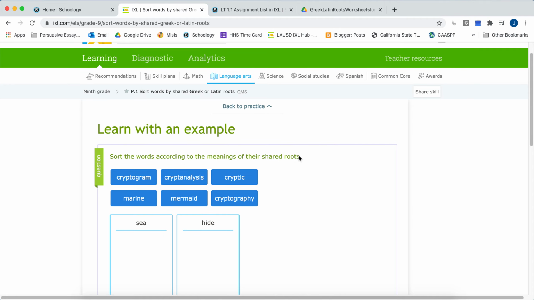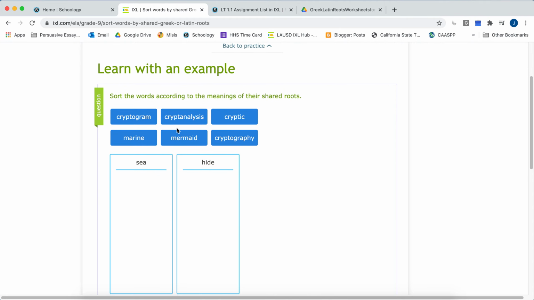All right, so this is an example. Just looking at the pattern, I'm spotting several similar roots, right? Crypt, crypt, crypt, crypt, and then mar and myrrh. So one of which is sea and one of which is hide. Well, I know a mermaid lives in the sea, so if mermaid goes in the sea, that's where I'm going to start. Marine is, depending on which definition you use, a soldier who also fights by sea, or something that pertains to the ocean.